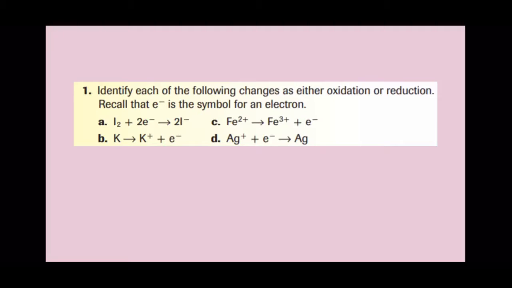In C, it also gained 1. It used to be +2, and then it became +3, which means it gained 1, which means the oxidation number increased, so it's oxidation. For the last one, it was Ag+, which means it had an oxidation number of +1, and it became Ag alone, uncombined, which means it became 0. So the oxidation number decreased, meaning it was reduction.